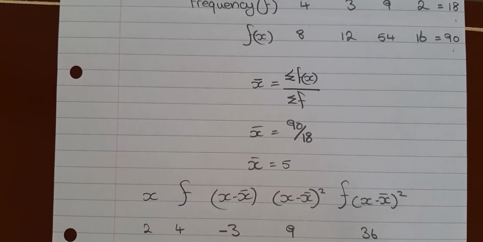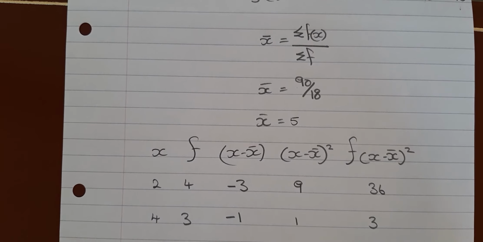So for the first one, our variable is 2, our frequency is 4. The variable minus the mean is minus 3. The variable minus the mean squared is 9. The variable minus the mean squared multiplied by the frequency is 36. The variable of 4, frequency of 3. The variable minus the mean is minus 1. The variable minus the mean squared is 1. The variable minus the mean squared multiplied by the frequency is 3.